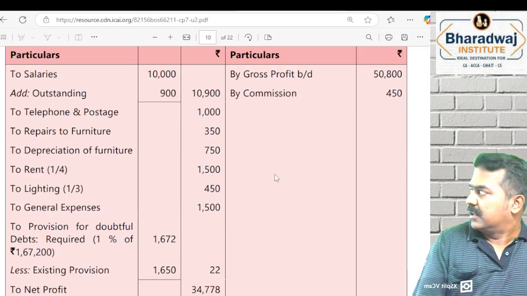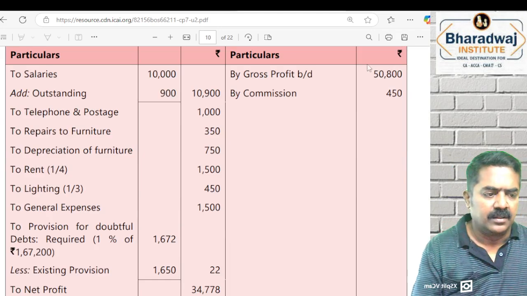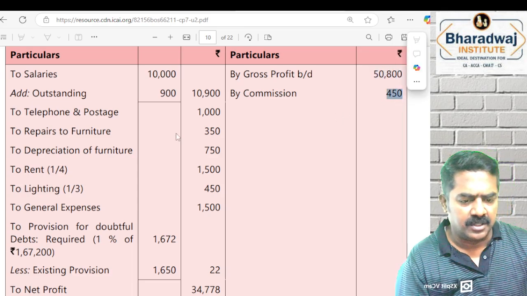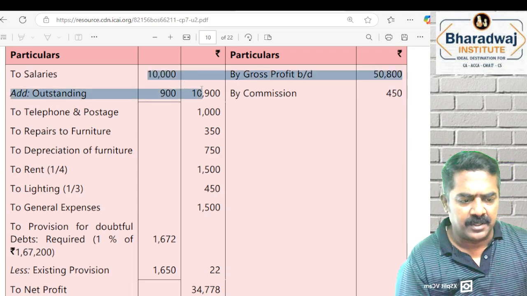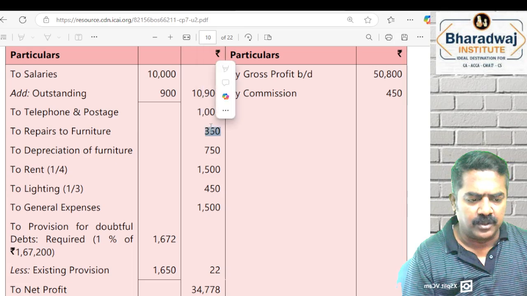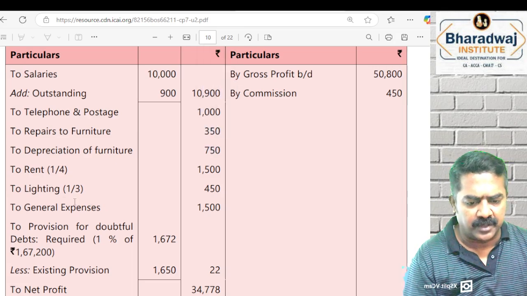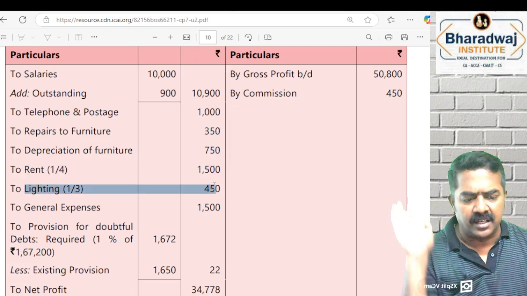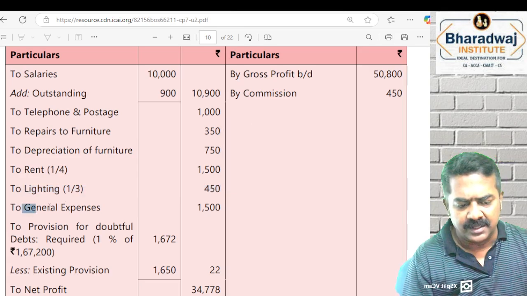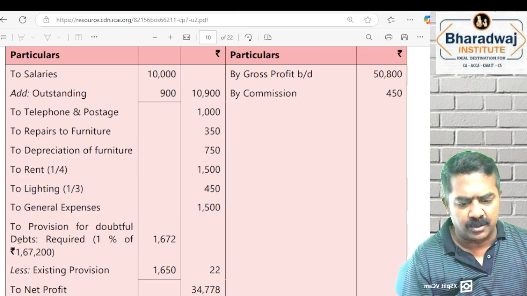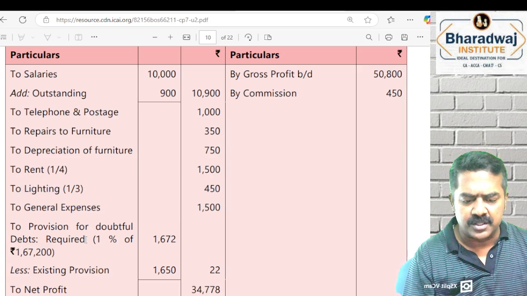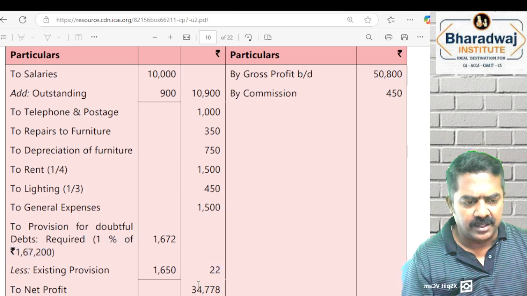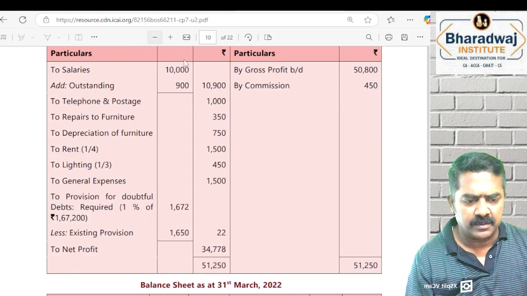Look at the P&L account also. Gross profit will come. Then what else will come? Commission will come. Salary plus outstanding salary. Telephone, repairs to furniture will come. Depreciation on furniture also will come. Rent 1/4 comes here. Lighting 2/3 we already charged, remaining 1/3 will come. General expenses of course come in P&L account. Provision for doubtful debts: 1% of sales minus old provision gives 22. When you tally, you get which one? Net profit.